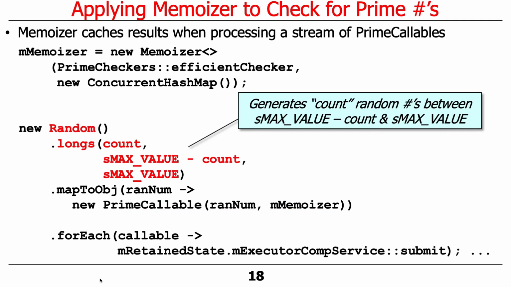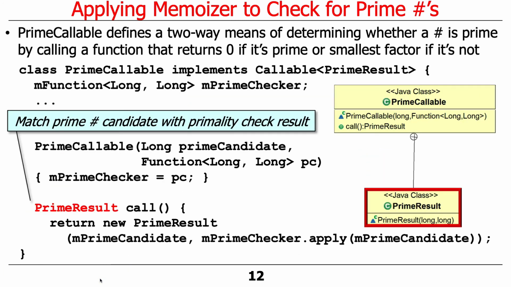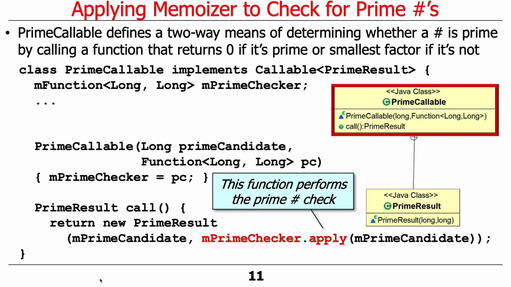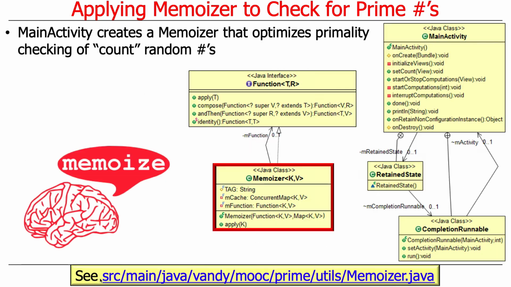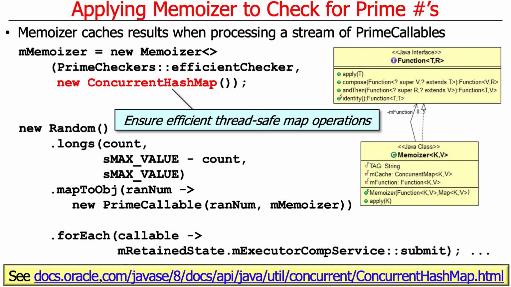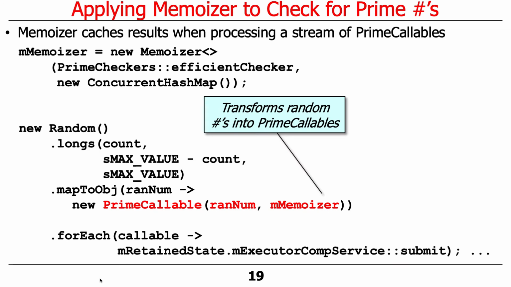So if you think back at what PrimeCallable looked like back over here, you'll see that we passed in a function, and that function was what was used to check to see if a number was prime. And then over here, we cleverly pass in a Memoizer, which is going to be parameterized by the way in which we check to see if a number is prime or not, and is also going to have this memoization feature where it'll store things in the concurrent hash map, allowing the numbers to be looked up as necessary.